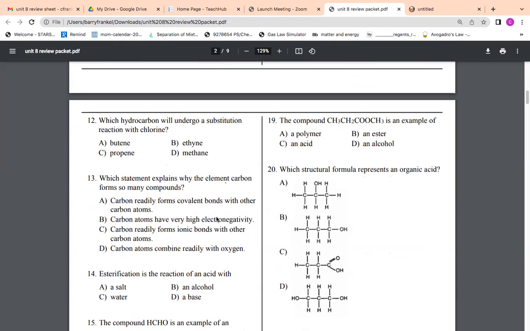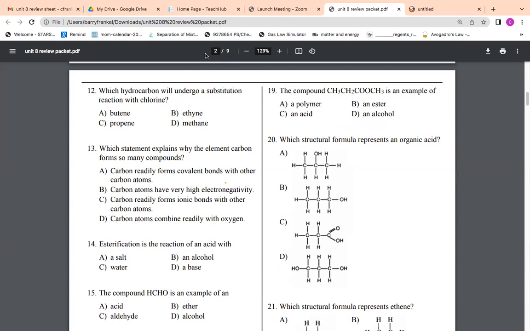Moving on, page 2. Okay, number 12. Which hydrocarbon will undergo a substitution reaction with chlorine? Again, we just went over this. Substitution reaction, you have to start off with an alkane. So all you've got to do here is just look for the alkane. You can tell by the ending, it is going to be choice D. Butene, alkene. Propene, alkene. Ethyne, alkyne. Again, you've got to start off with an alkane. So our only option is to start off with methane.